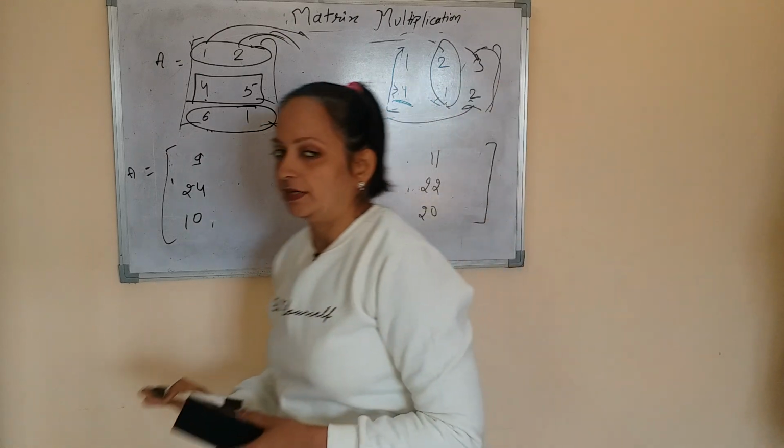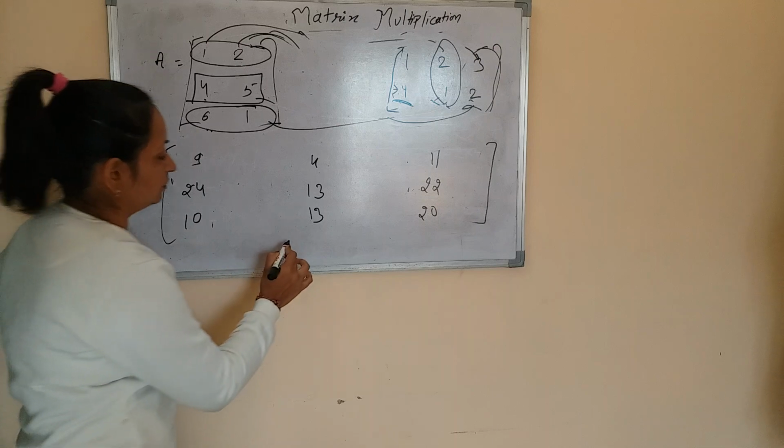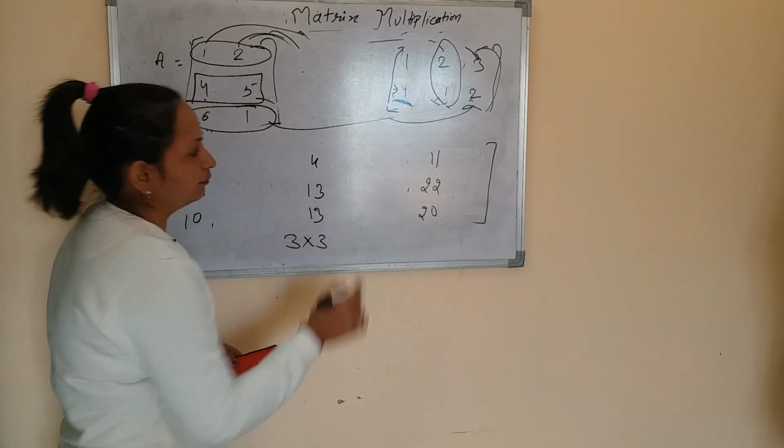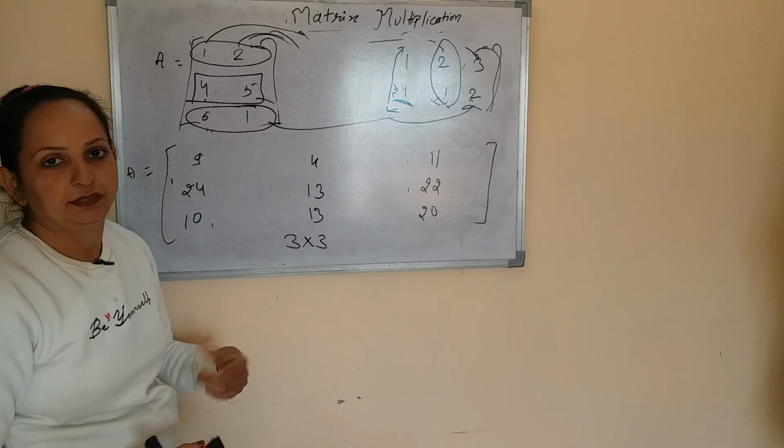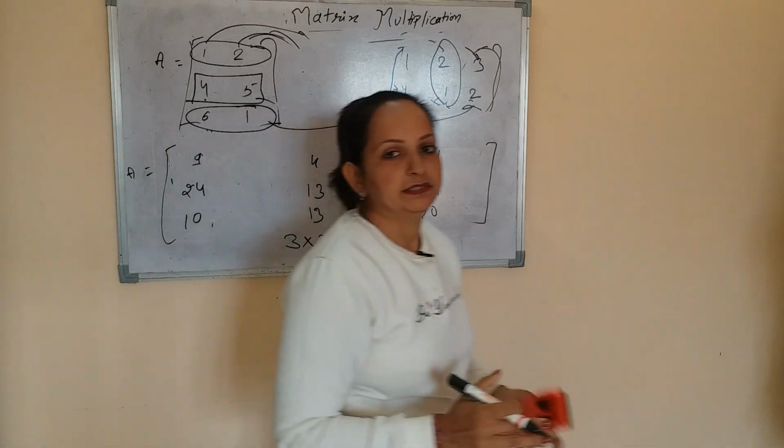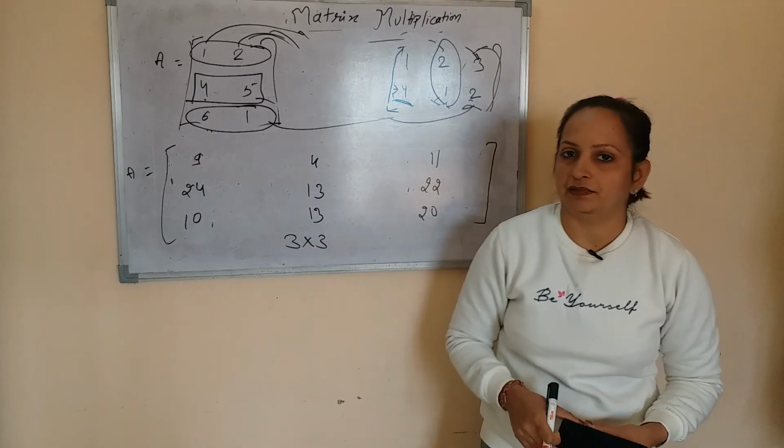So this is your final answer, and as you can see, the final answer is a 3 by 3 matrix, and we have already discussed that the answer will be a 3 by 3 matrix. So that was the process and the concept of matrix multiplication.